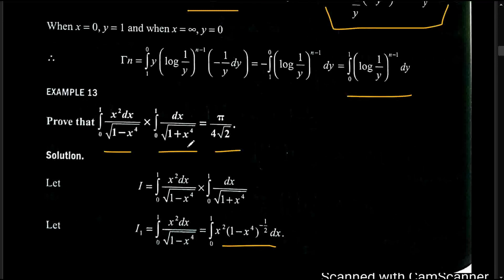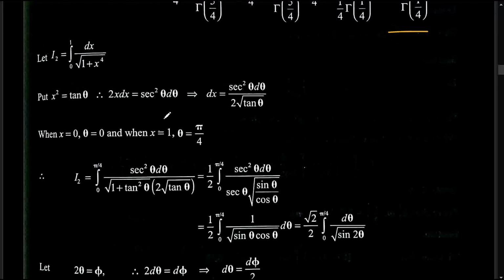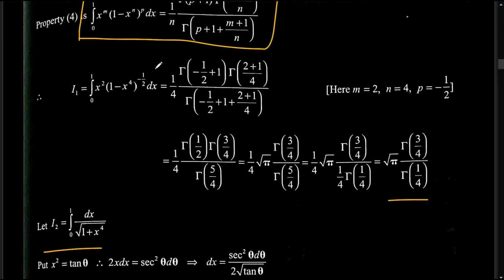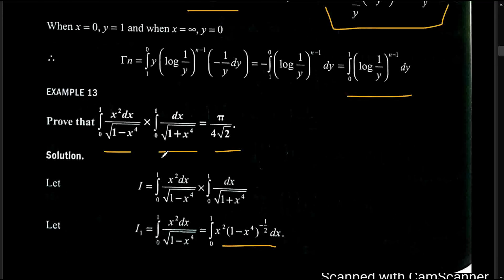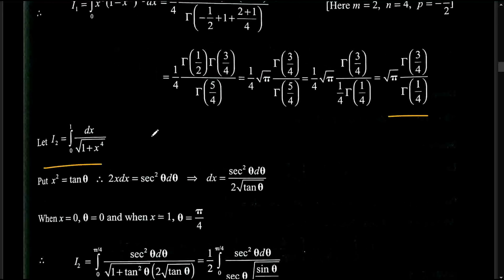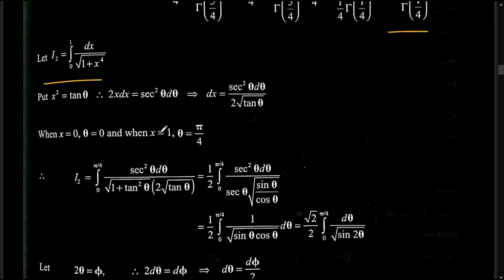And now we have to take the second part here, and the second part is this. So the second integration is this. Now we can't use the same formula because in the formula it's 1 minus x to the power n, but here it's 1 plus x to the power n. So we definitely have to go for another method, a substitution method.